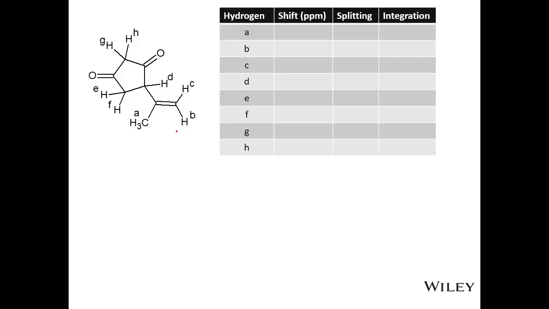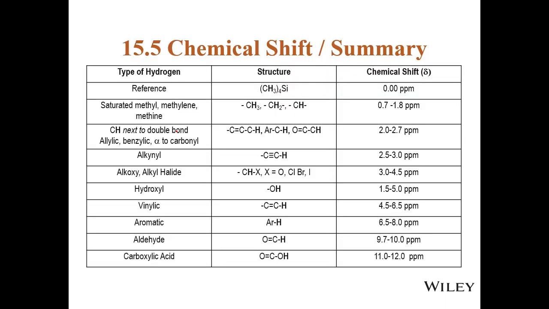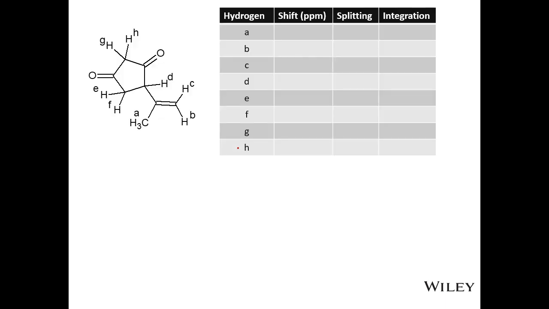So if we go to hydrogen A, this is allylic, which would be this group here. We have hydrogens next to a double bond. So this would be the 2 to 2.7 range. So roughly A would be around 2. Splitting, it has 0 hydrogens on the next carbon. The next carbon has 4 bonds to it. So splitting would be singlet, integration 3.